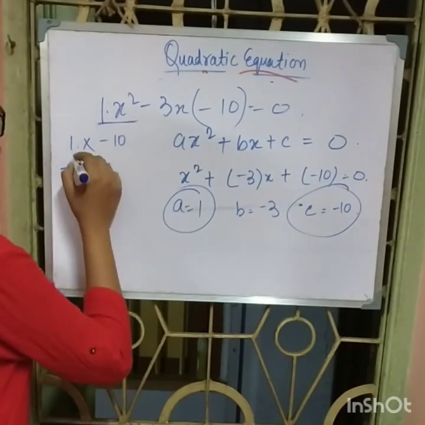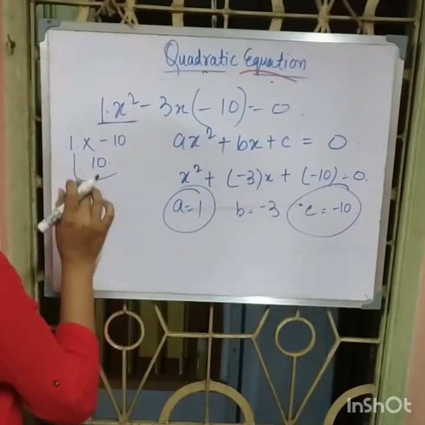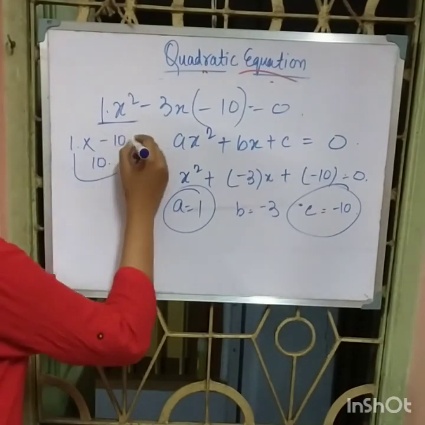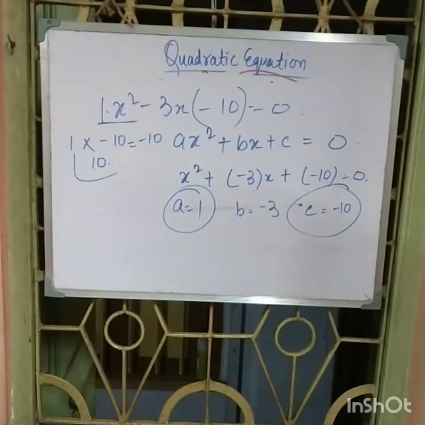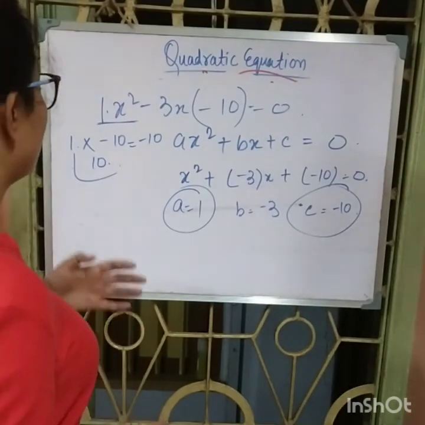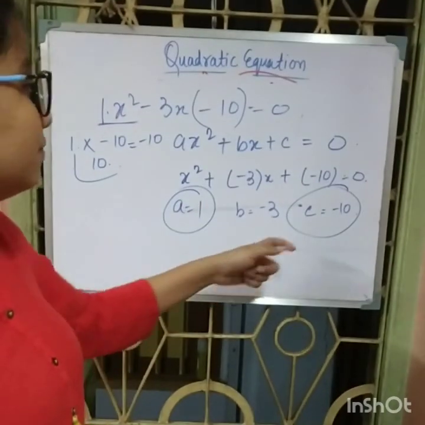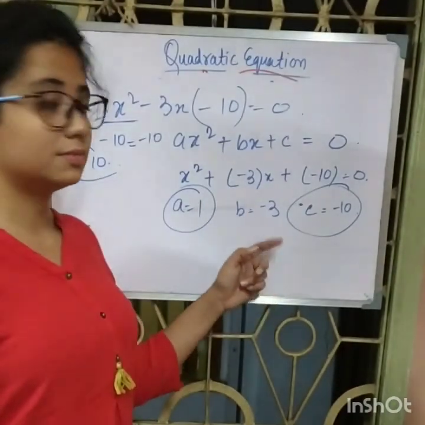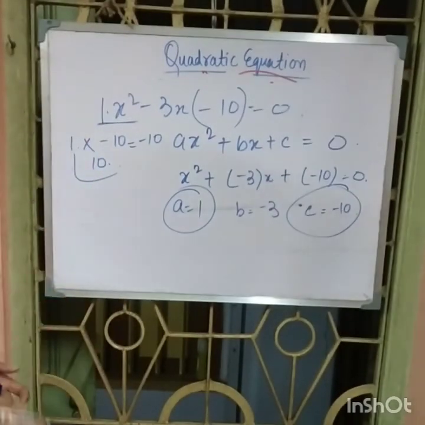Okay. Now we need to factorize this product, which is minus 10. We need to factorize this product and break it in two parts in such a way that their addition or subtraction will give us this, b is equal to minus 3. So this is also your homework.